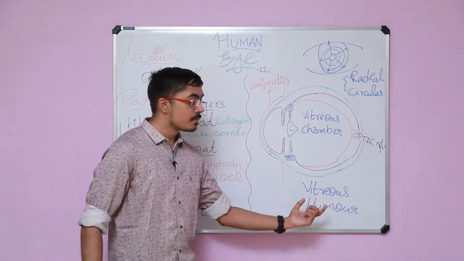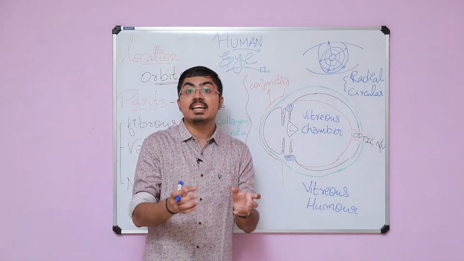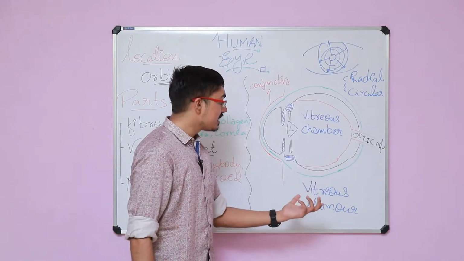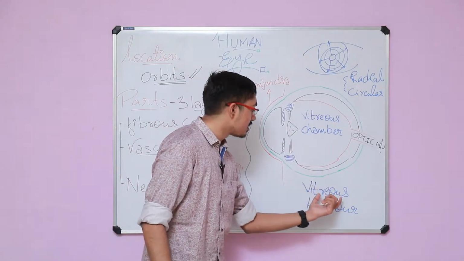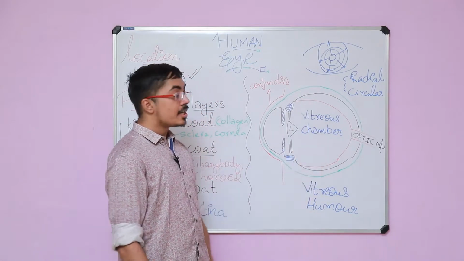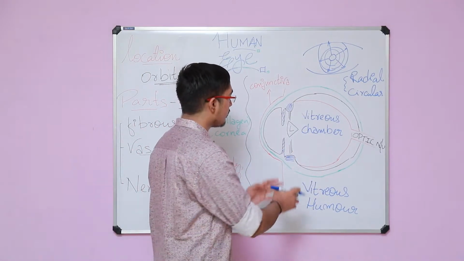Right, so vitreous humor is a transparent, jelly-like substance. It is a very fluid-like jelly, and if you see that, it will be very much jelly-like, and that is called vitreous humor. So that is why this chamber itself is called the vitreous chamber. Now, what is the location of the vitreous chamber?